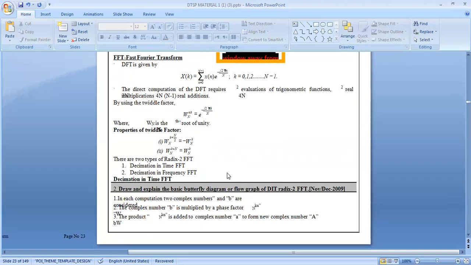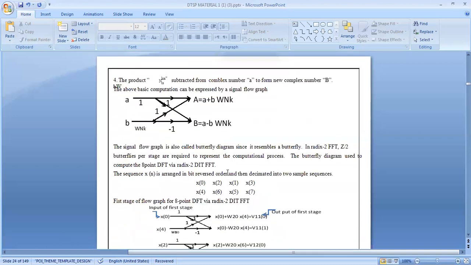In each computation, the first step is that we have to consider two complex numbers A and B. The second step: the complex number B has to be multiplied with the phase factor W_N to the power of k. Third step: the product W_N to the power of k times B has to be added to complex number A to form a new complex number capital A. Then the last step is that W_N to the power of k times B is to be subtracted from the complex number A to form a new complex number capital B.